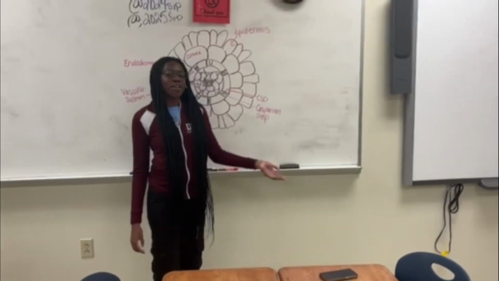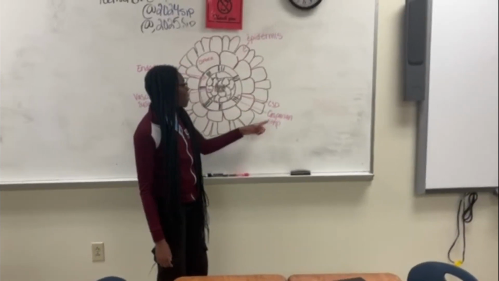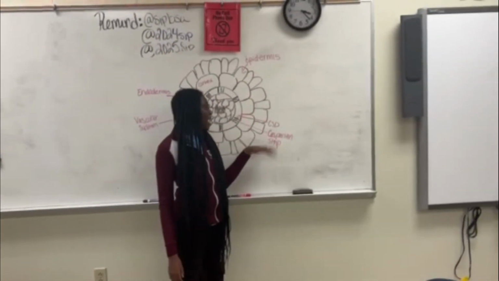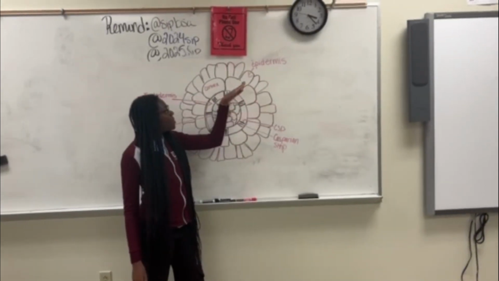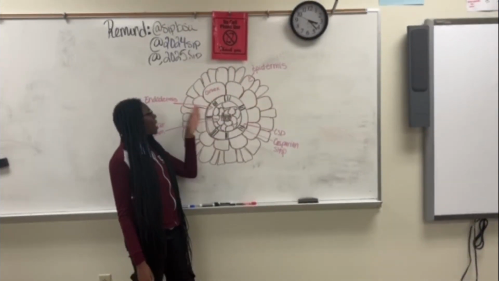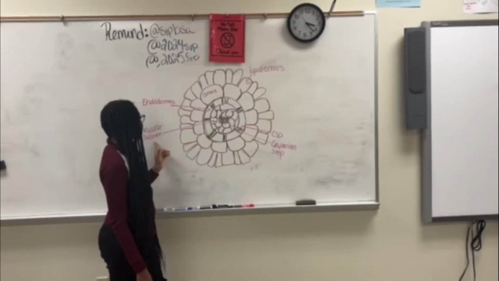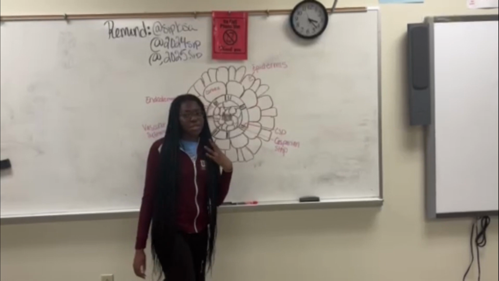Here we have a diagram of our root. We can find our CSP, and inside of that we find our Casparian strip. We have our epidermis, our cortex. We have our endodermis, where we can find our endodermal cells. And right here we have the vascular system.